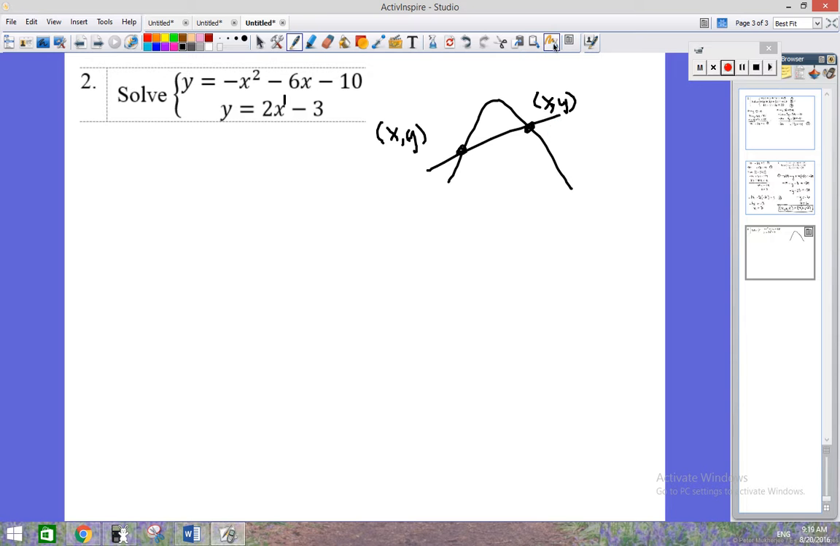Alright, so let's take a look and see what. Now, we're going to do this by substitution, because if we try to eliminate, we don't have a squared term in this line that will cancel that. We won't be able to solve this by elimination. We're going to have to use substitution. And the way it's set up is perfect for substitution.